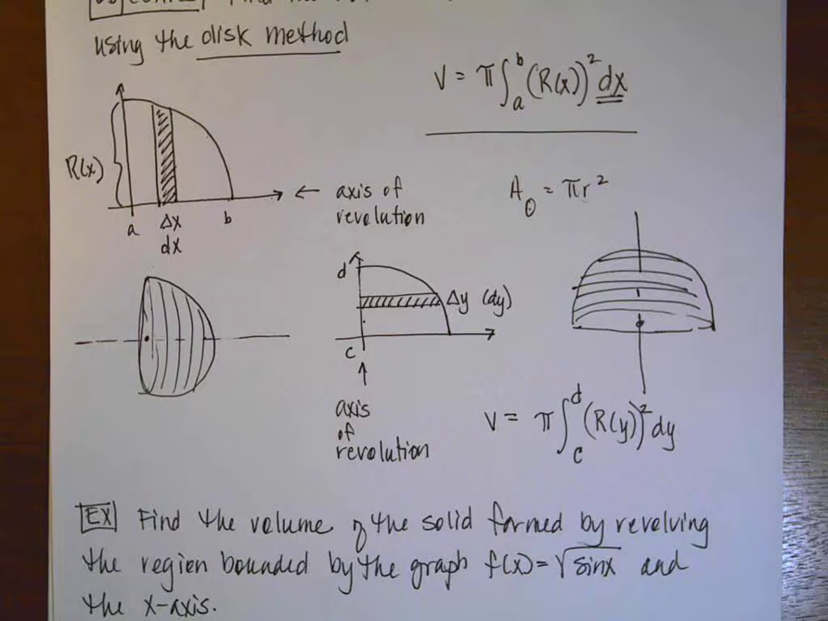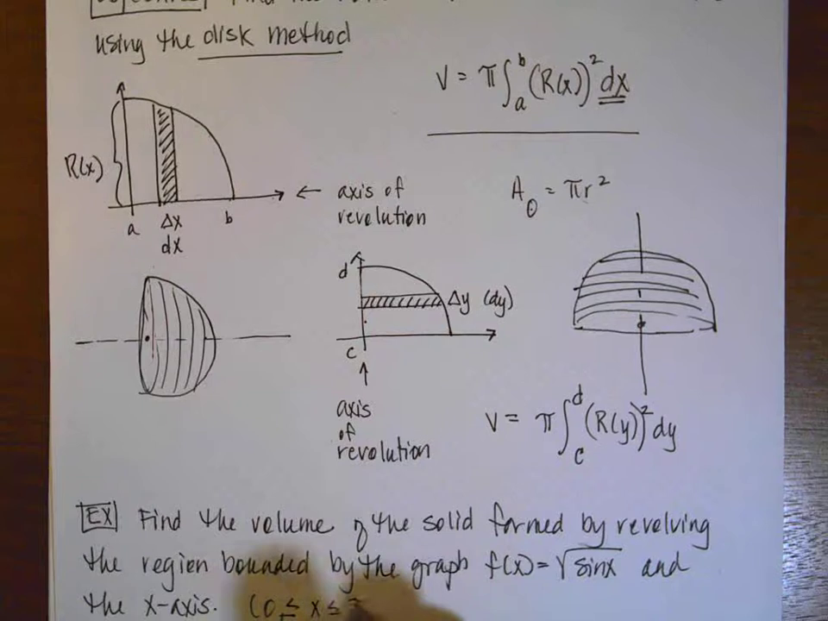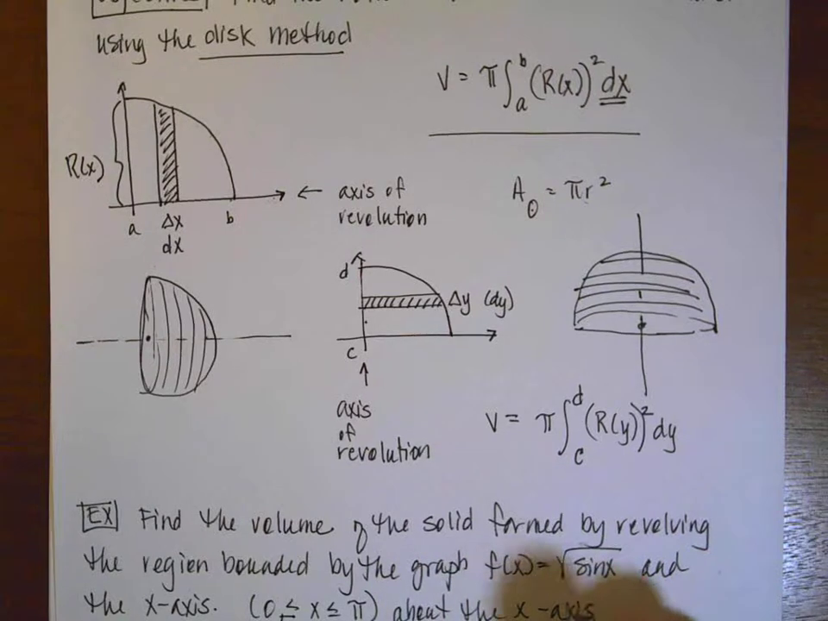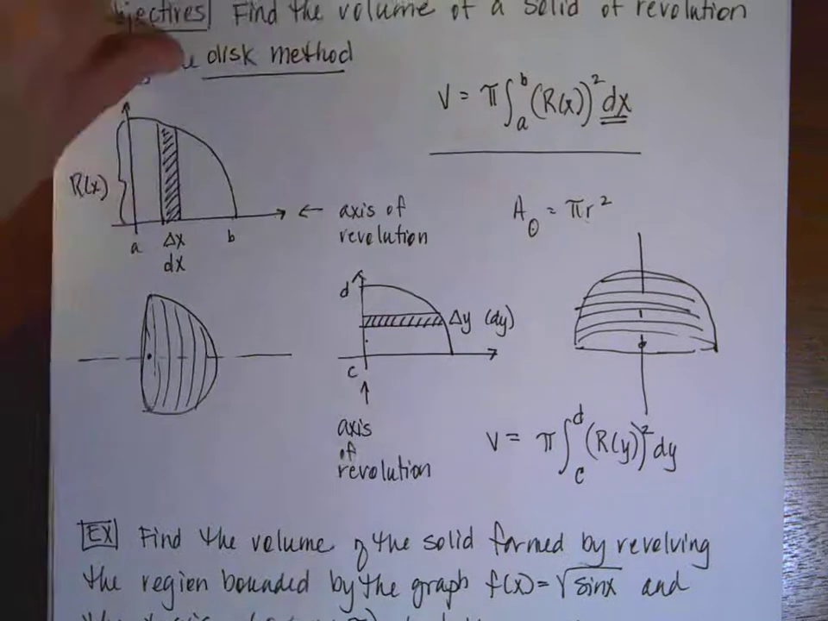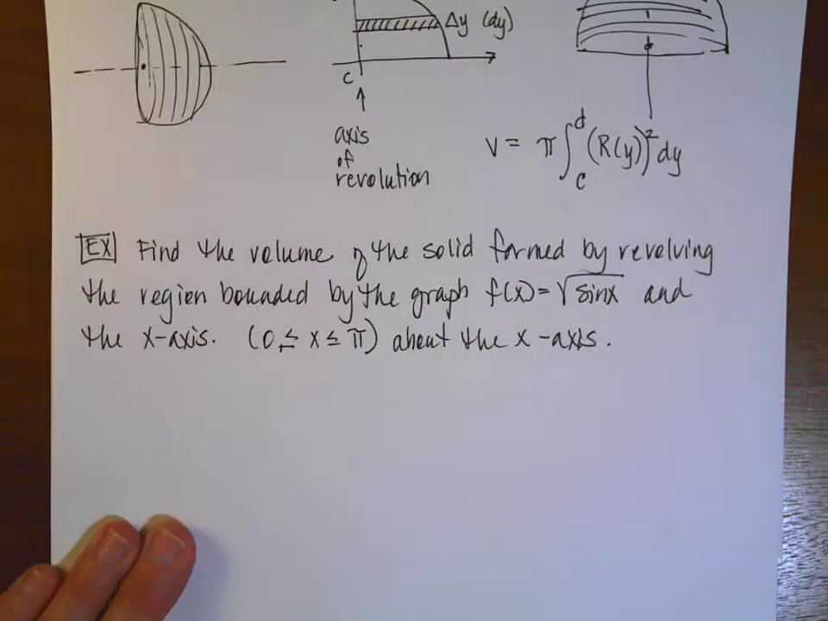It means I don't have any holes, so it means it's going to be my axis of rotation. And I'm going to go from 0 less than or equal to x less than or equal to pi. And I'm going to rotate about the x-axis. All right? So just like always, and I know I kind of cut off your viewing window, I'm always going to draw a circle.